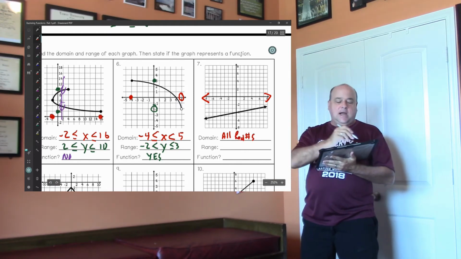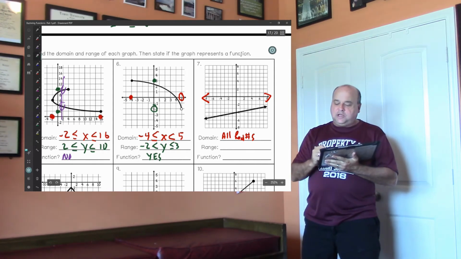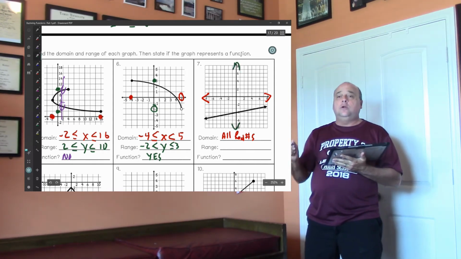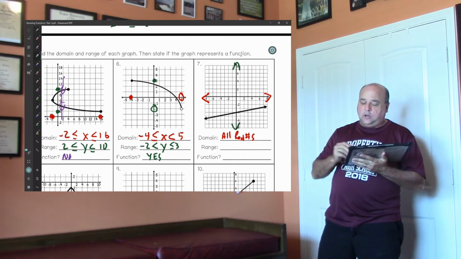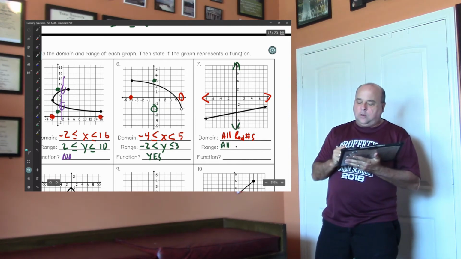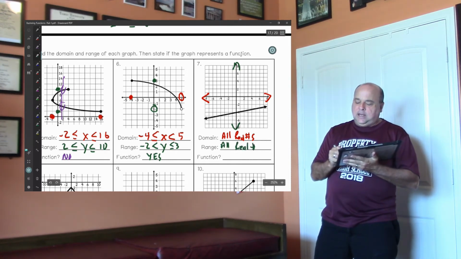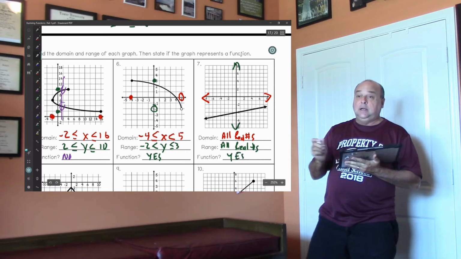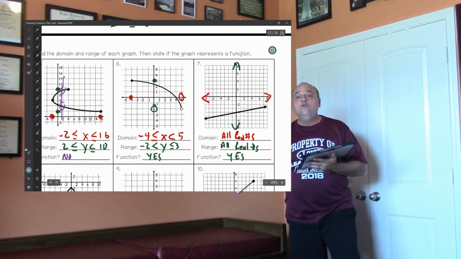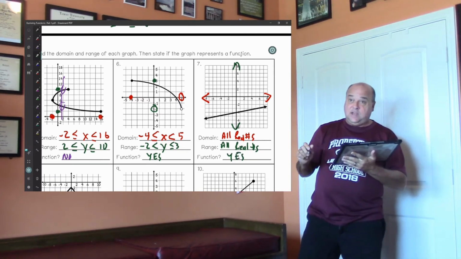And the range, likewise, will never stop going to the bottom, and it's going to keep going to the top, even though this has a small slope. So it will also be all real numbers, and it is a function. It is a linear function, isn't it? Oh, we're going to talk about how to graph that in the next unit.